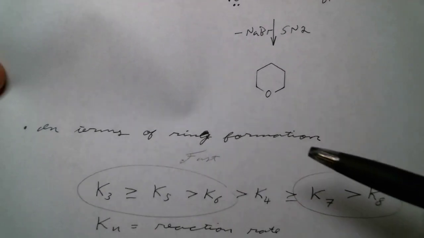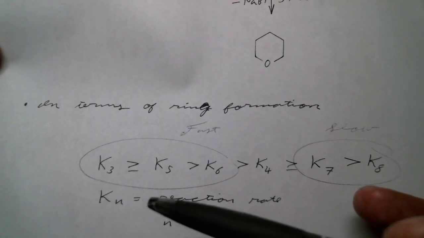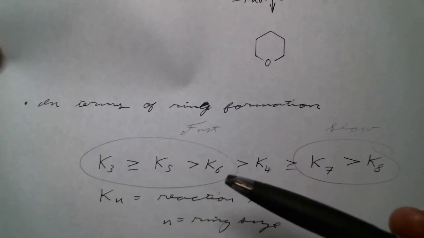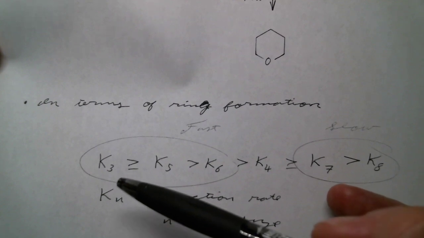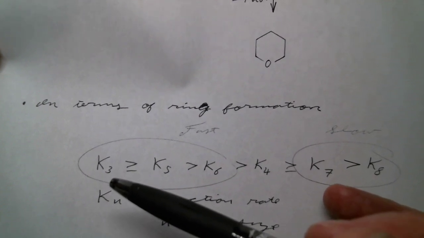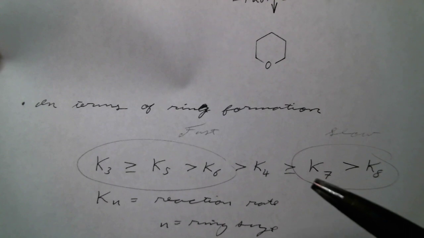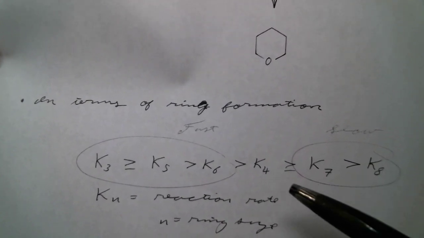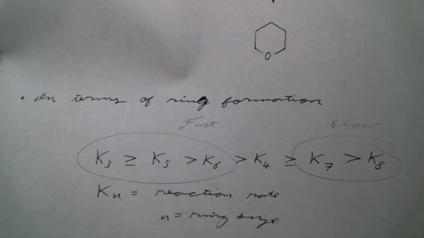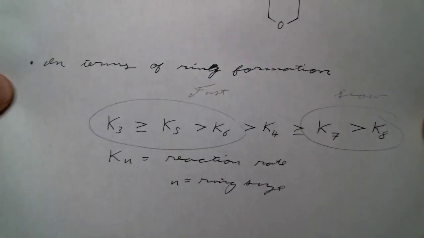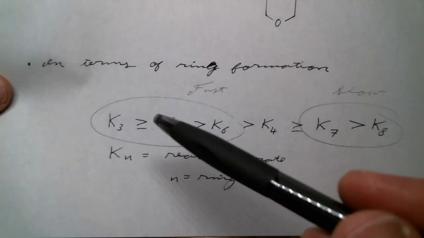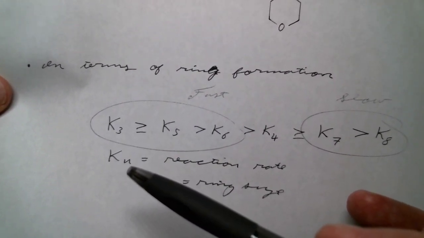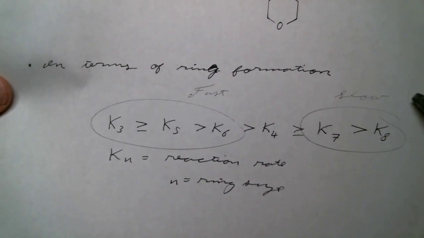In terms of ring formation, 3-membered, 5-membered, and 6-membered rings are fast. 3-membered rings are the fastest, believe it or not. 7-membered and 8-membered rings are generally slow. 4-membered rings are somewhere in between. So this is symbolizing reaction rate constant k, and n just means the ring size that we're talking about.